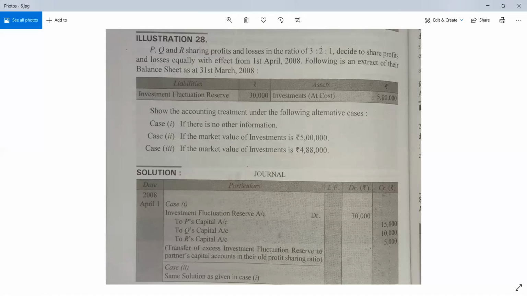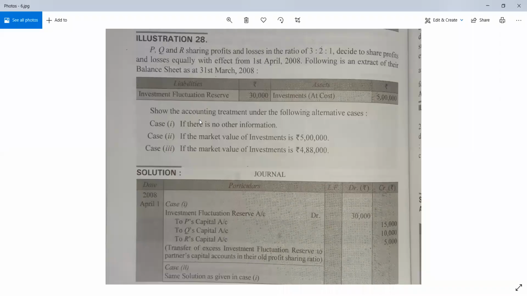So just to make up for the change: if it increases, no problem. If it is increasing, good for us. But if the value is decreasing, then it is a loss for us, and that loss we have to bear, isn't it? So for that loss, we create a reserve named investment fluctuation reserve. How much is this fund? It is 30,000. Clear?